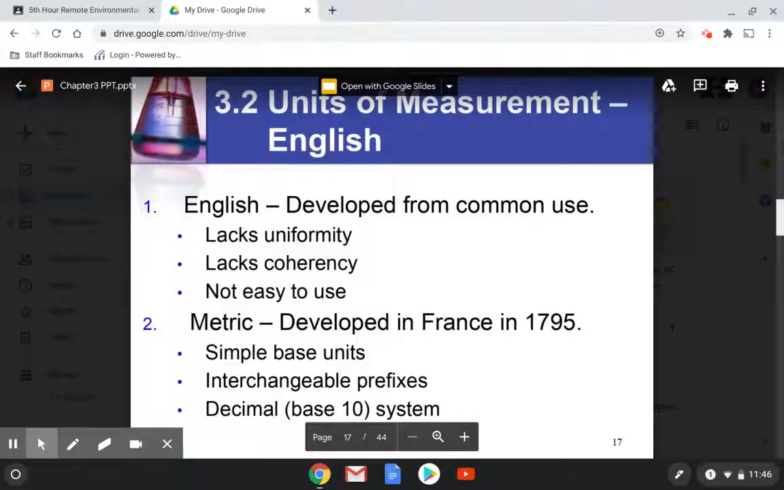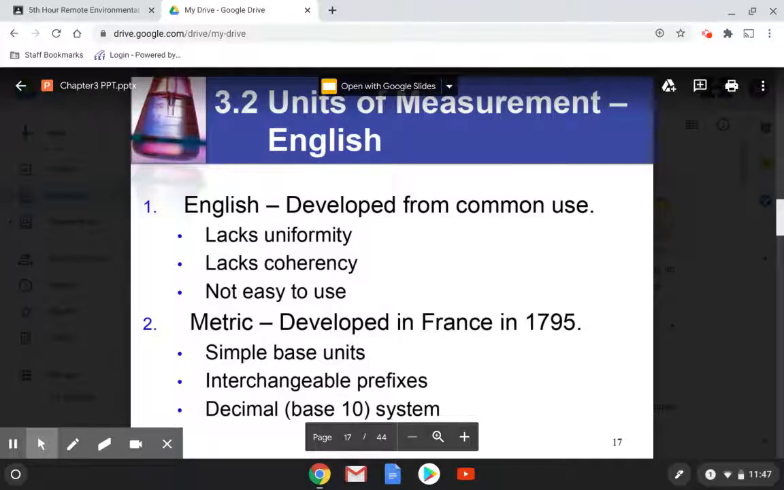But when we talk about units of measurement, there are two different ones. So there's the English version. This was developed for common use. So you might be familiar with inches, feet, those are just a few examples. Cups, ounces, quarts, all that different stuff is English. So it's really cool if you're English because you understand what's going on.